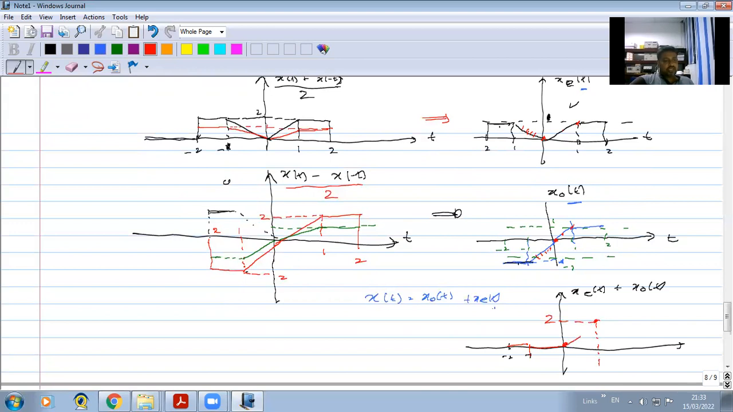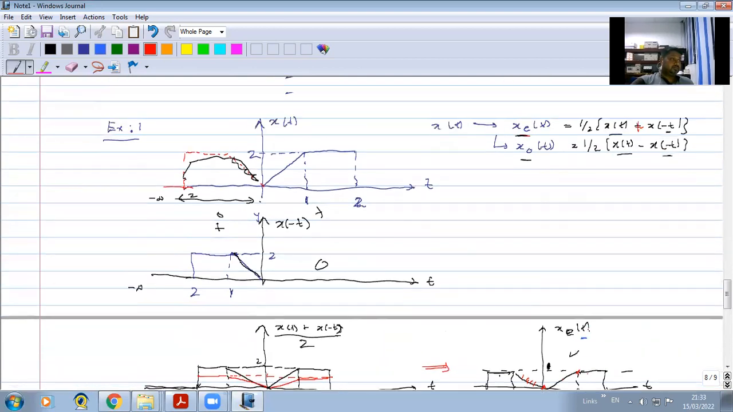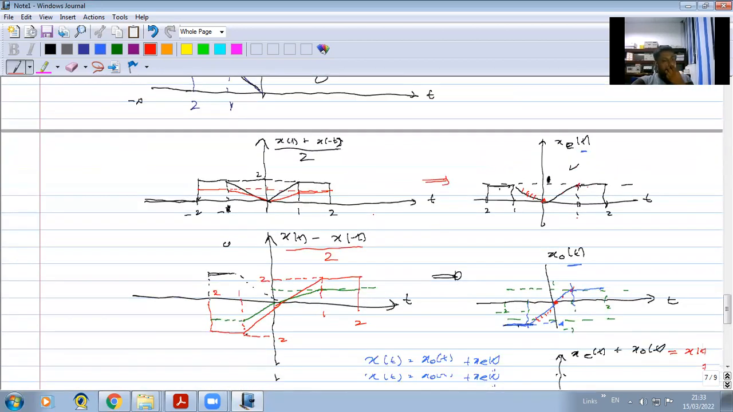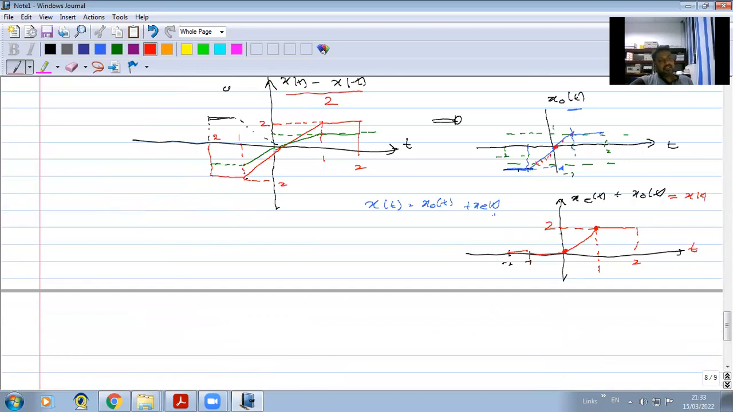So you will get this kind of pulse. From 1 to 2, here it is 1 and here it is 1. So 1 plus 1, from 1 to 2, you will get again 2. So this is our original signal, no? This is x(t). If you compare this blue color one, this one, no? So you can see that by adding the even component and odd component, we can get the original signal again.